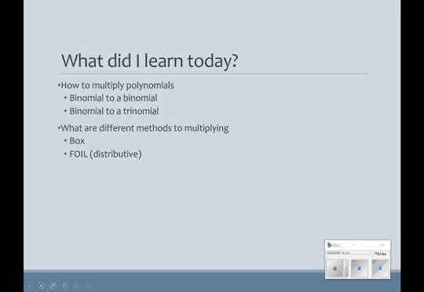Okay, so hopefully today you learned how to multiply polynomials, how to do a binomial times a binomial and a binomial times a trinomial. And you learned to do it by 2 different methods. Again, I want you to try both methods and decide which one you like best.